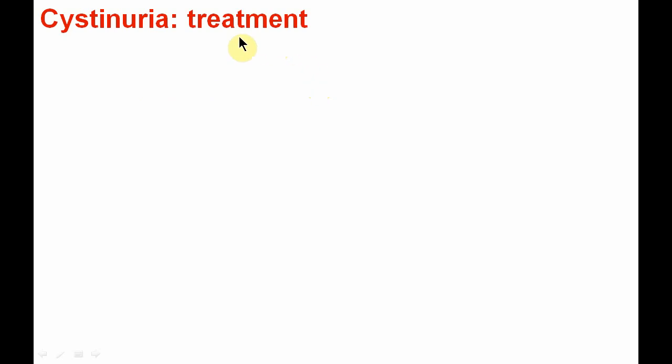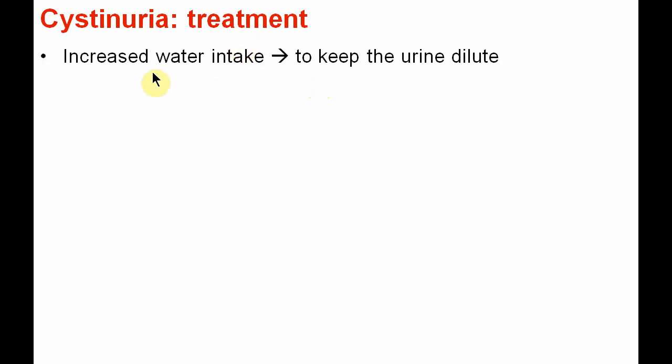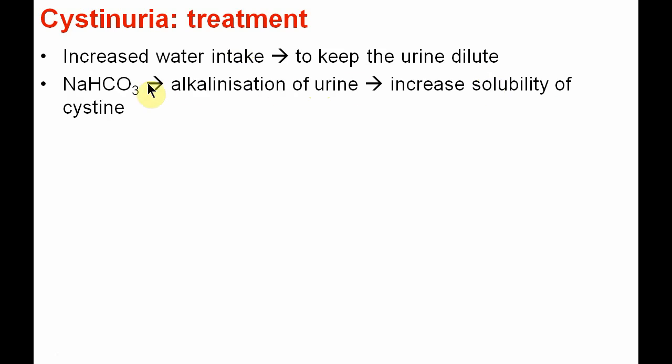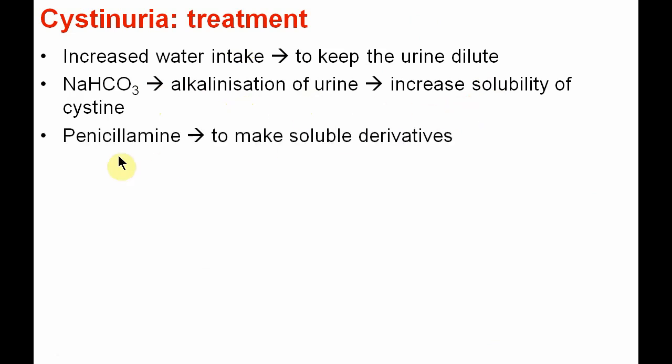Next is the treatment of the cystinuria. So there is increased water intake to keep the urine dilute. Sodium bicarbonate is helpful for the alkalinization of the urine or to create an alkaline medium. So that will increase the solubility of the cystine. And the penicillamine is tried to make the soluble derivative of the cystine if this above treatment failed.